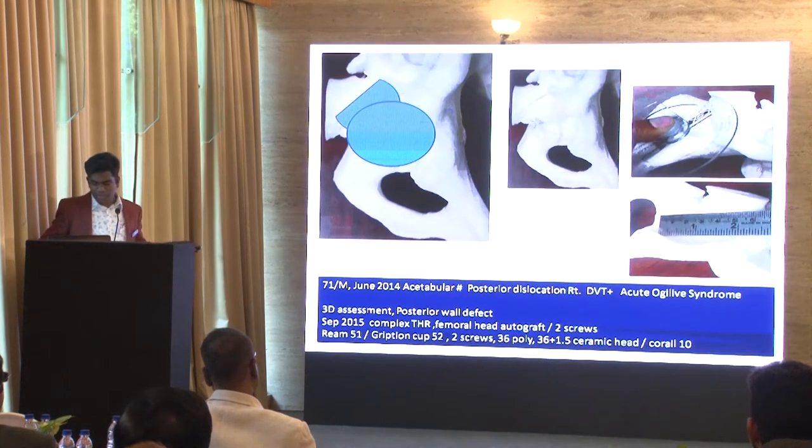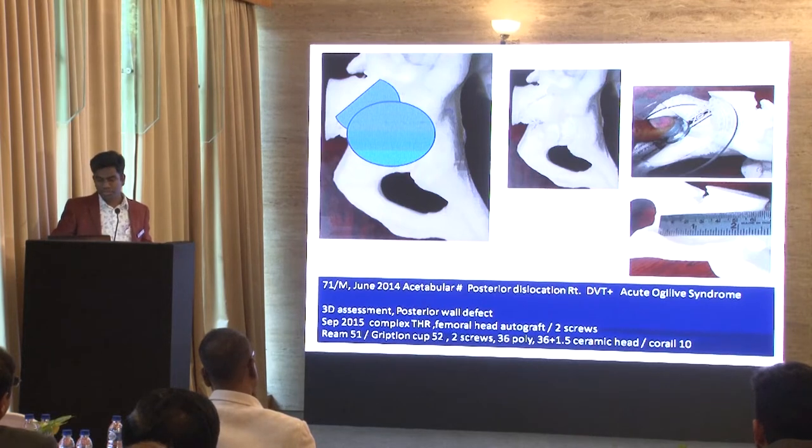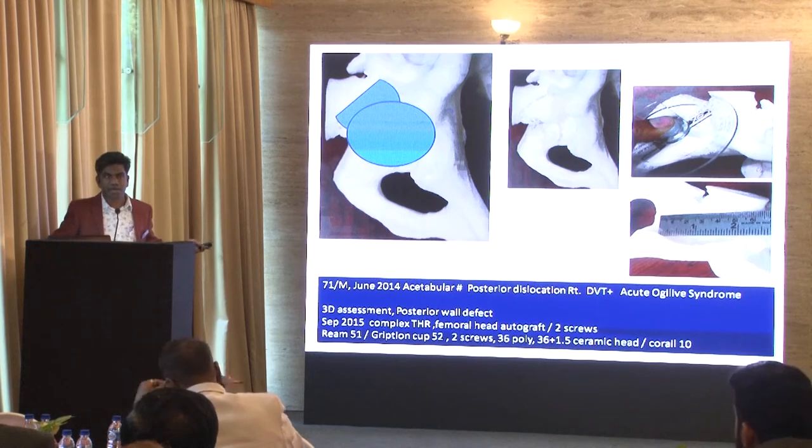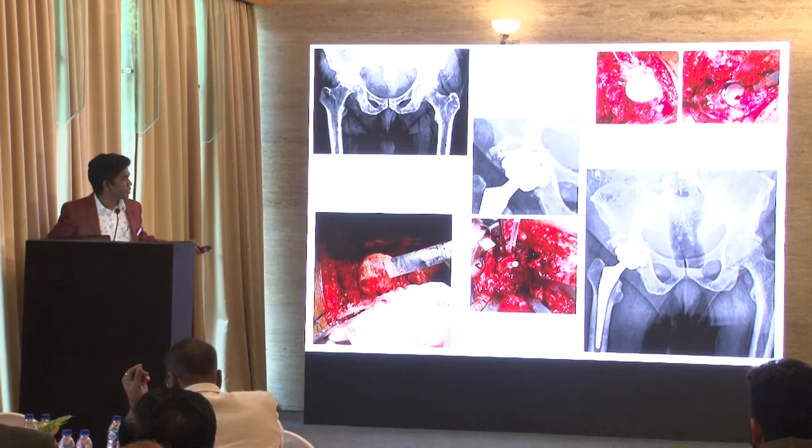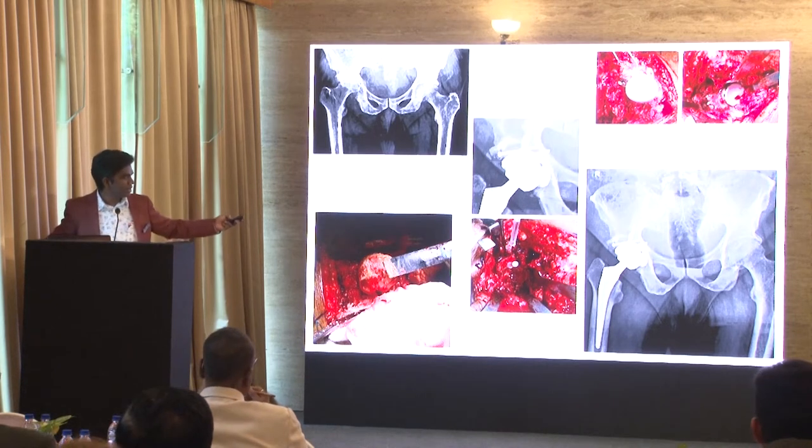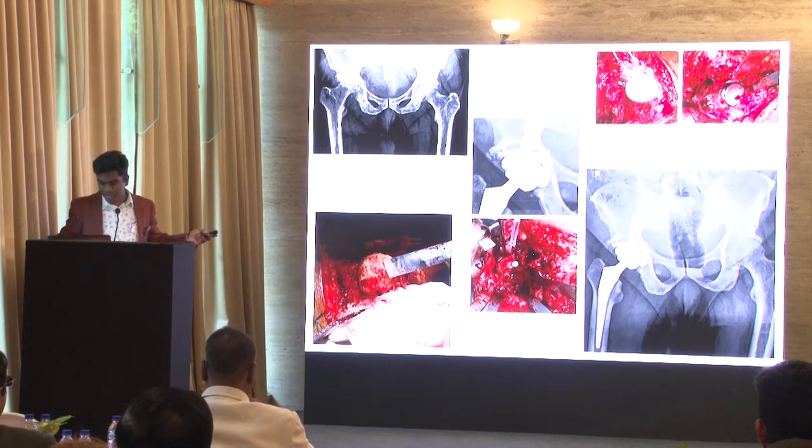This is another guy who landed up with a posterior dislocation and a special acute oligus syndrome. We did a 3D assessment model, and we decided where our femoral head was going to be and where our cup was going to be, and we did the procedure as planned. Here we used the femoral head as an augment, held with screws, and we were able to put the cup in that anatomical position and maintain the offset and the limb length. A better bearing, ceramic on ceramic, was also given in such a complex situation.